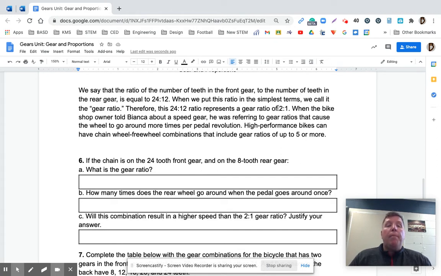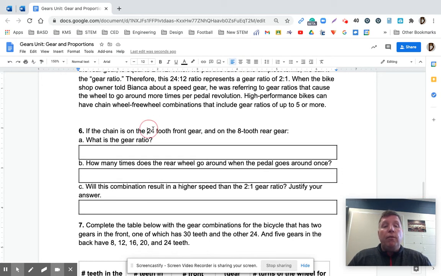When the bike shop owner told Bianca, this goes back to the video on Thursday, about a speed gear, he was referring to gear ratios that cause the wheel to go around more times per pedal revolution. High performance bikes have chain wheel or freewheel combinations that include gear ratios of up to 5 or more. So a gear ratio, just talked about this. What's the gear ratio between 24 and 8? Well, our gear combination is 24 and 8.